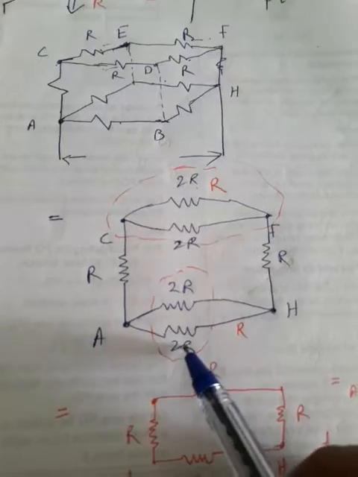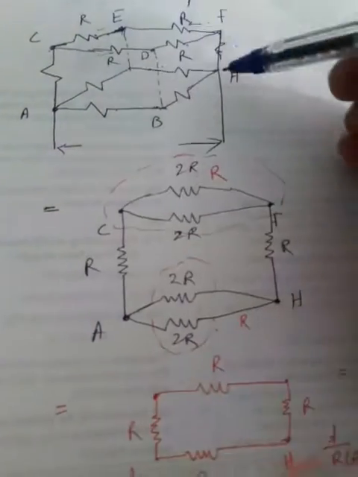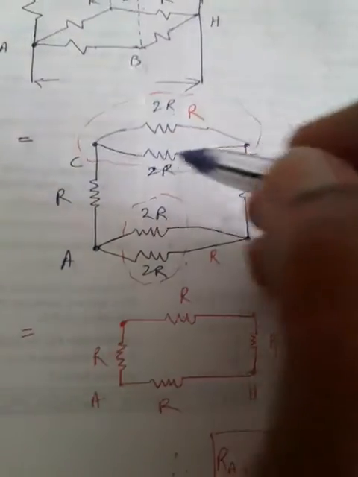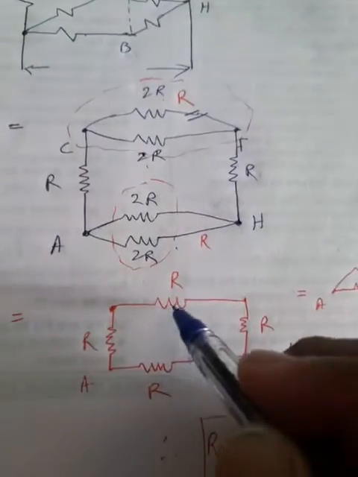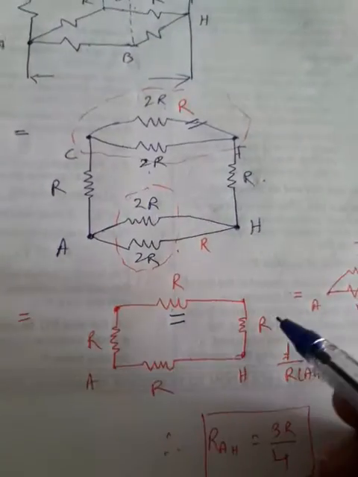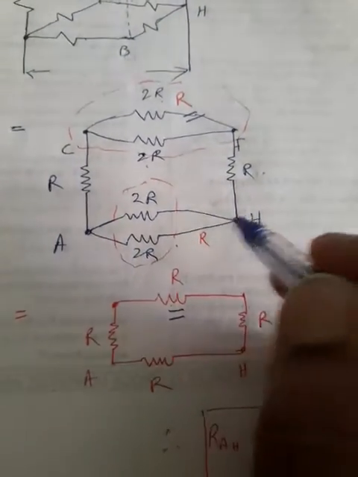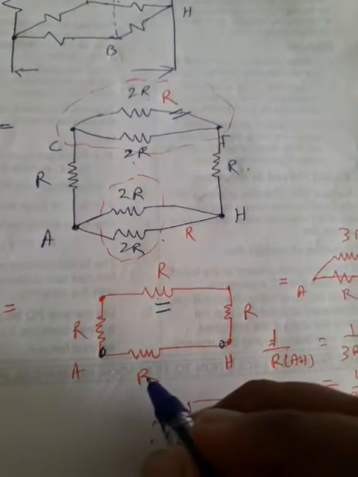Similarly, this R and this R, so we have 2R and 2R, these two are in parallel, and we have AC, this resistance and this resistance. If you understand this part, the combination of these two resistances becomes R. So we have R, this resistance is R, this resistance is R, and this 2R and 2R parallel combination is R. So across A and H, these three are in series, whereas this is in parallel.